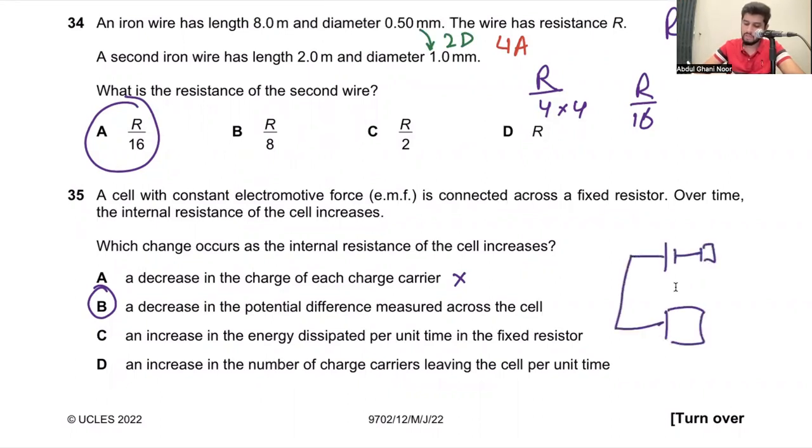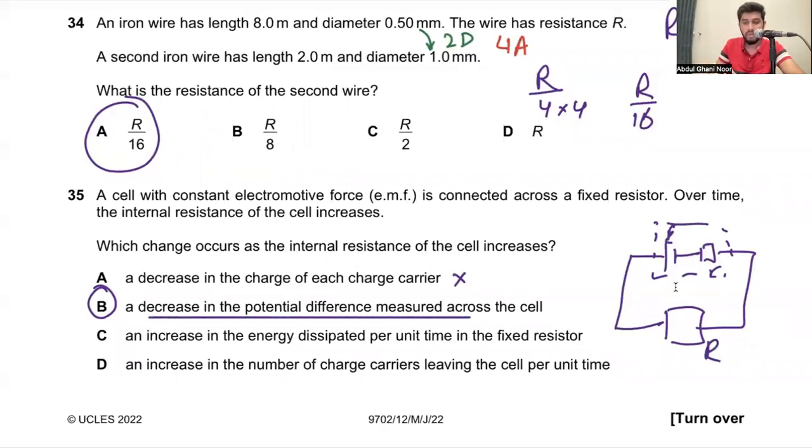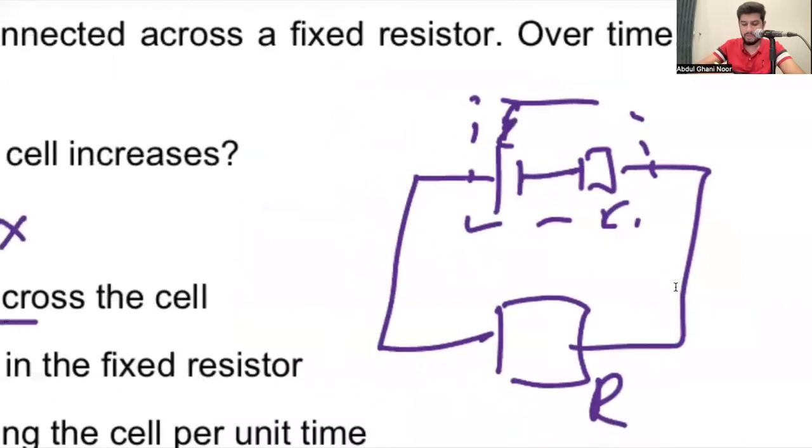I'll draw a circuit. So this is our external resistor, this is our internal resistor, this is the EMF, and this is the capital R. Isn't it the terminal potential difference that it should decrease? So this is the terminal potential difference, ना? सही. तो let's say आपके पास जो सेल है उसका EMF है 10 volts. पहले अंदर ड्रॉप आ रहा था 2 volts का.